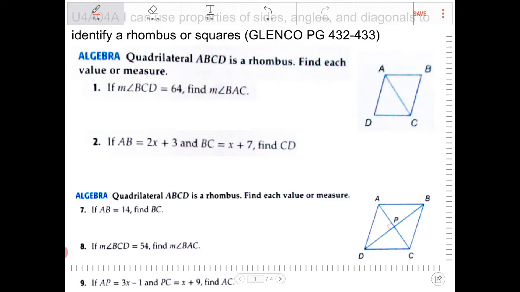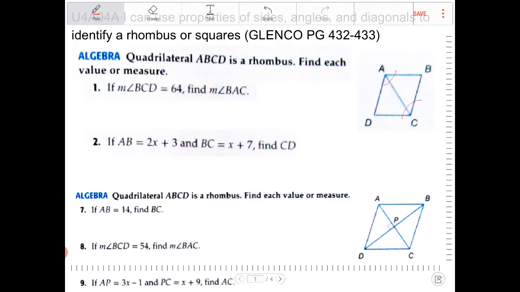If angle BCD is equal to 64, and I'm asked to find BAC, and I'm also told that ABCD is a rhombus, how can I go about doing that? So ABCD is a rhombus. If that's the case, then I know that diagonals will bisect angles. And not only that, the opposite angles are congruent. So therefore the bisected angles are also going to be congruent. So those angles there are all going to be congruent.